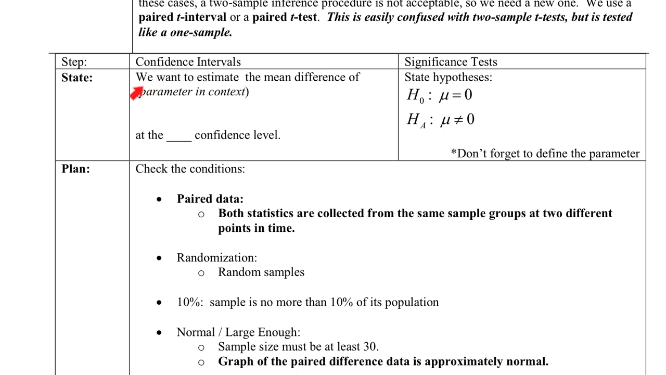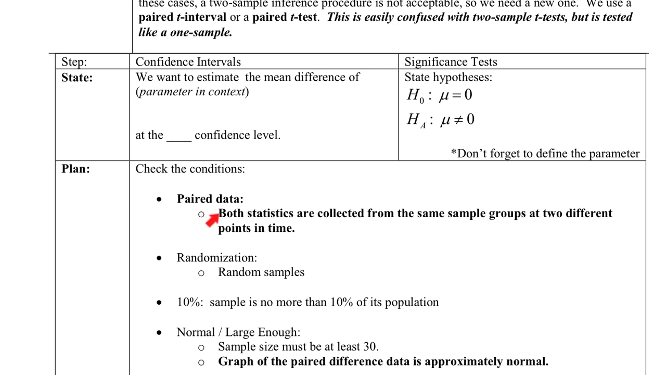If it were a confidence interval, we want to estimate the mean difference of whatever we're testing at the blank confidence level. State the hypothesis: mu is equal to 0 and mu is not equal to 0. Could we have less than or greater than? I think we could. I'm not sure why they only said not equal to. It could be less than or greater than as well.